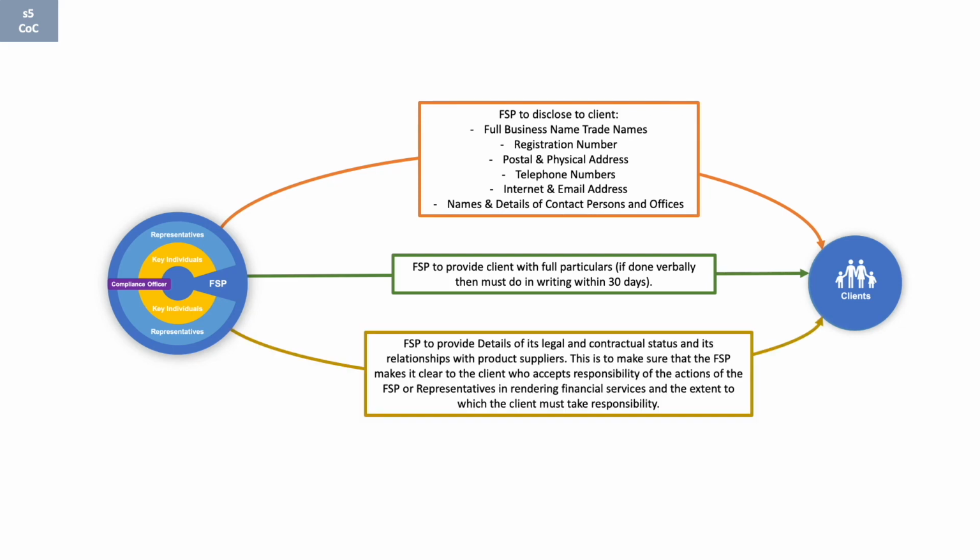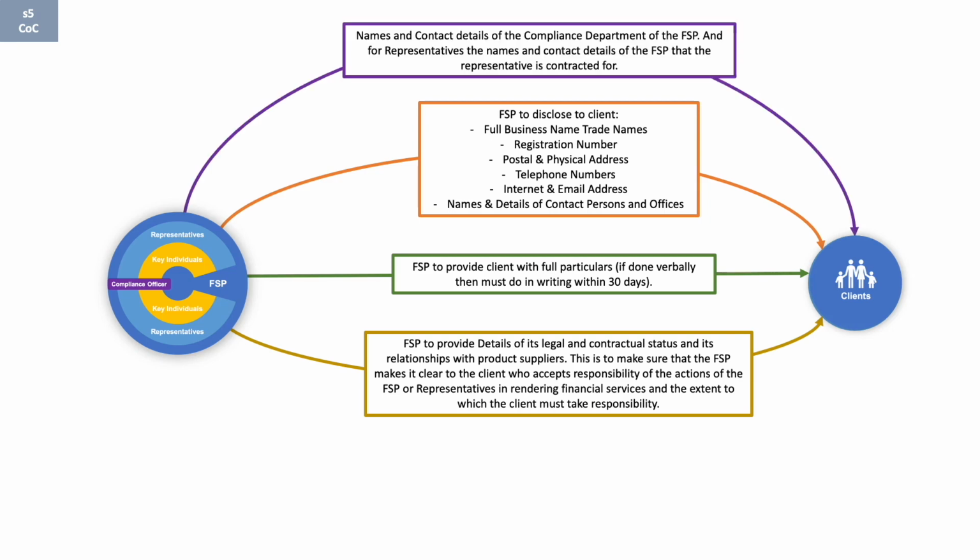The FSP is to provide details of its legal and contractual status and its relationships and agreement with product suppliers. This is to make sure that the FSP makes it clear to the client as to who accepts responsibility of the actions of the FSP and/or representatives in rendering financial services and the extent to which the client must take responsibility. The FSP is to provide names and contact details of its compliance officer and details of its compliance department. And for representatives, the names and contact details of the FSP that the representative is contracted to.